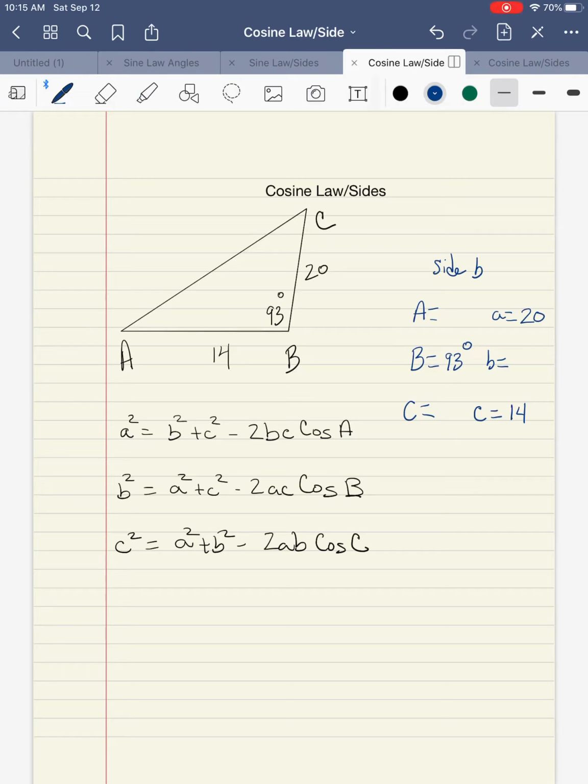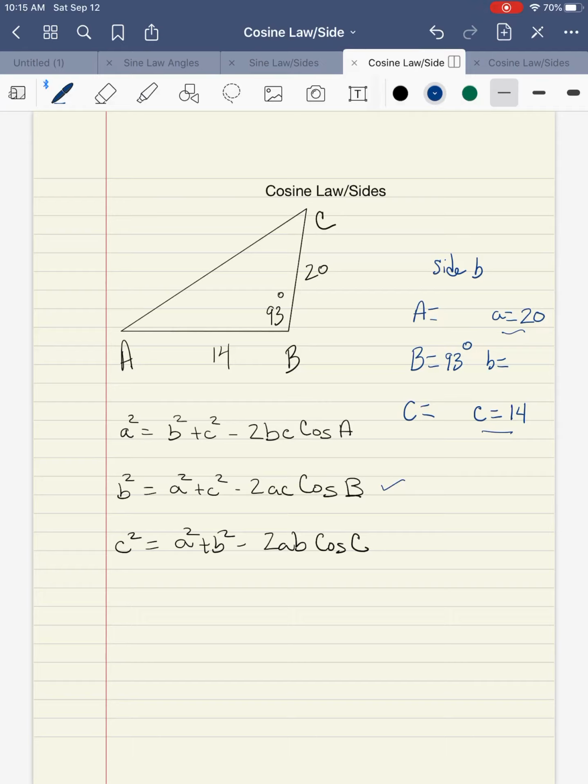Now, when you need to use the cosine law to calculate a side, picking it is not too bad, because in this one here we're going to go after side B. See, I've already made my chart here. I've got my angles and I've given 93 for side B, and I've also got 20 for side A and 14 for side C. So because I want to find side B, this is the one I want to pick. It says B squared equals. Now it's really close to B equals, so that one right there is the one we want to pick.